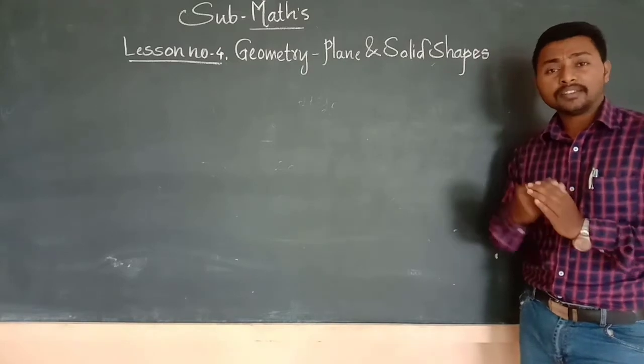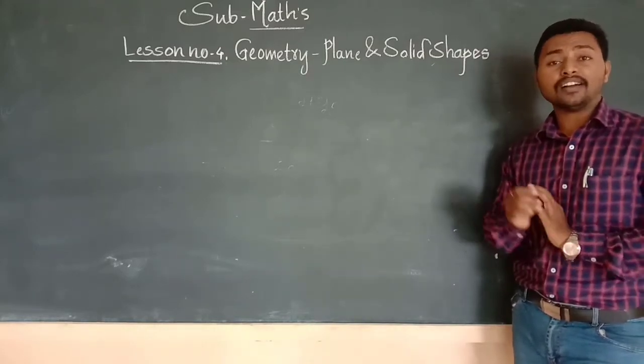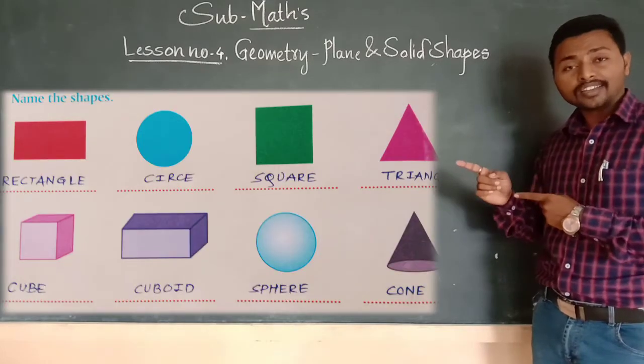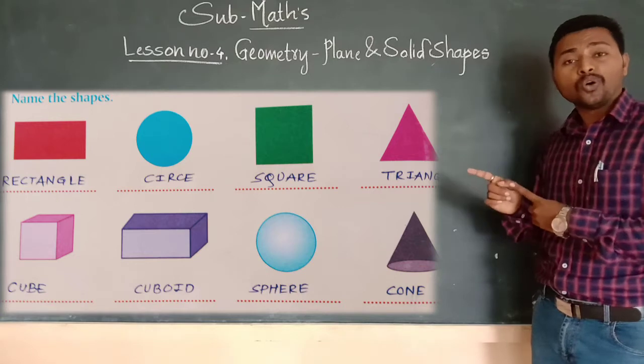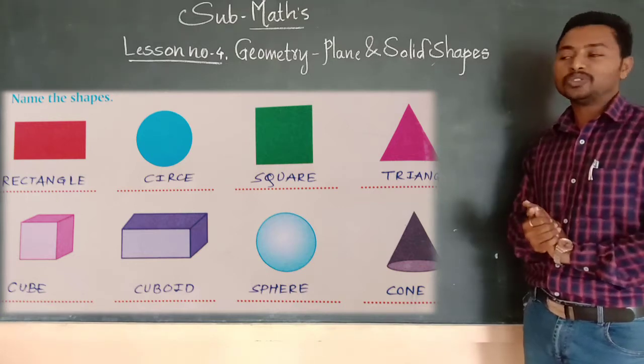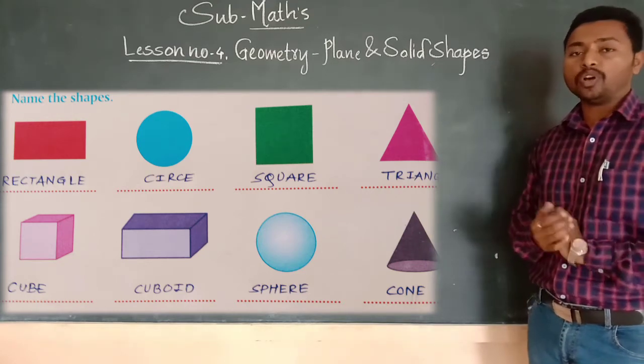In this chapter basically we learn about various kinds of shapes like square, rectangle, circle, sphere, cone, as well as cuboid and cube. So everybody, you should draw these kind of pictures in your notebook.